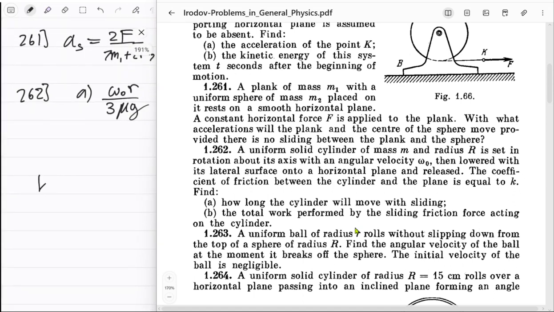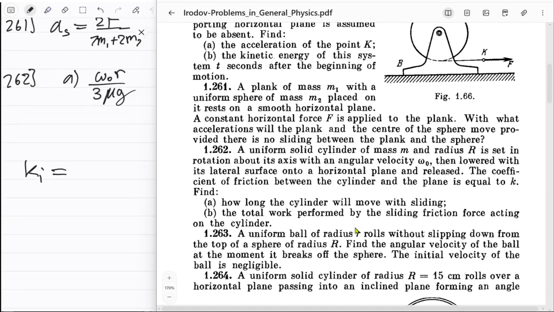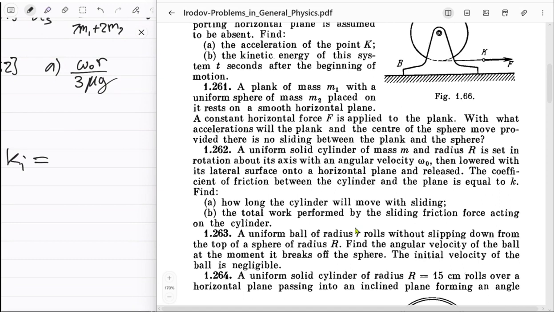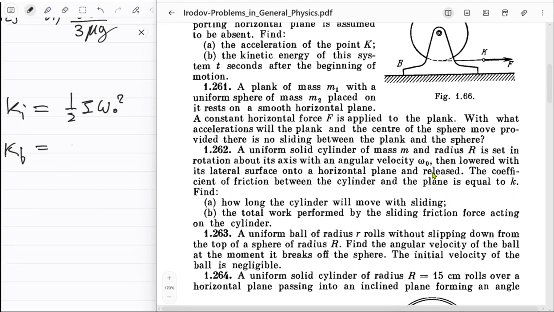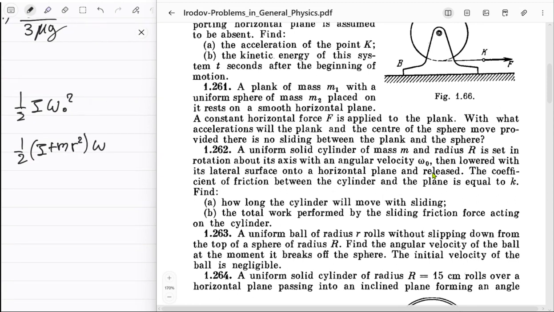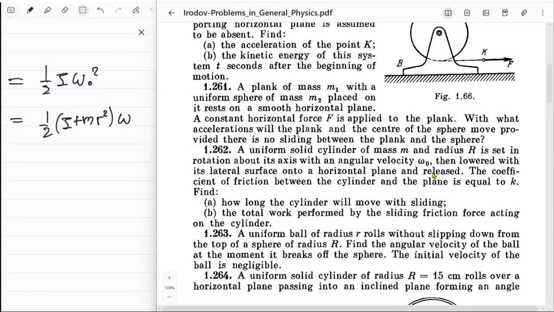Okay, so initially kinetic energy initial, that's just equal to what? Your angular momentum is, or whatever that thing is, it just has omega whatever. Yeah, it's like half I omega squared. And let's just do this for all kinds of bodies. So half I omega naught squared. And kinetic energy final, which is equal to what? Half I plus m r squared times omega. But yeah, that's one way. But you could also do it like this.